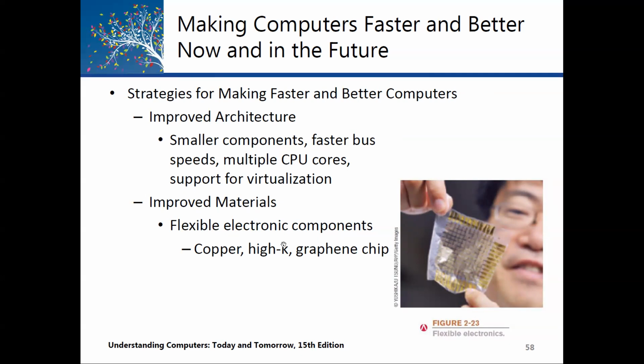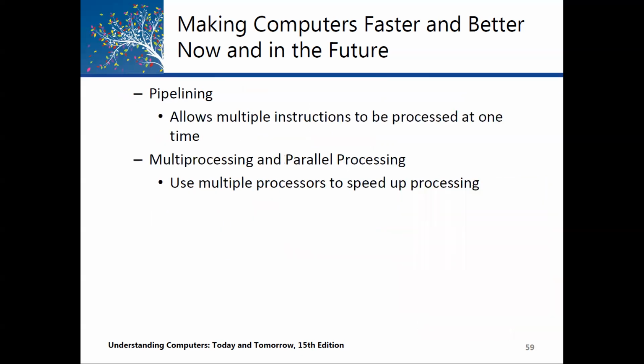improve the material for flexible electronic components. This is one of the examples you can see. This is a flexible electronic, using copper and other graphene chips. This is how we are going to produce the chips in the future. Experiments have been done, so maybe in the future we will have flexible components.